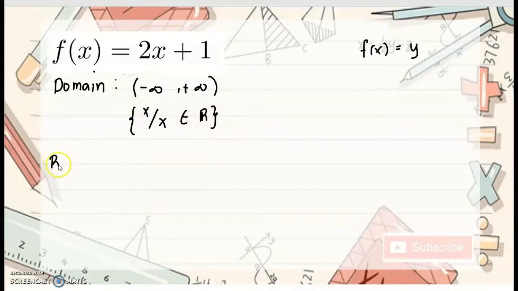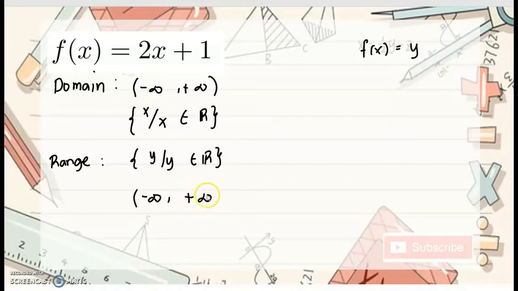So in set builder notation, it can be x such that x is an element of all real numbers. For your range, as you can see, you can have any possible answers here, any possible outcomes. You can have negative values, you can have 0, you can have positive values, meaning your range would be y such that y is an element of all real numbers in set builder notation, or if you would like to use the interval notation, it can be from negative infinity to positive infinity.